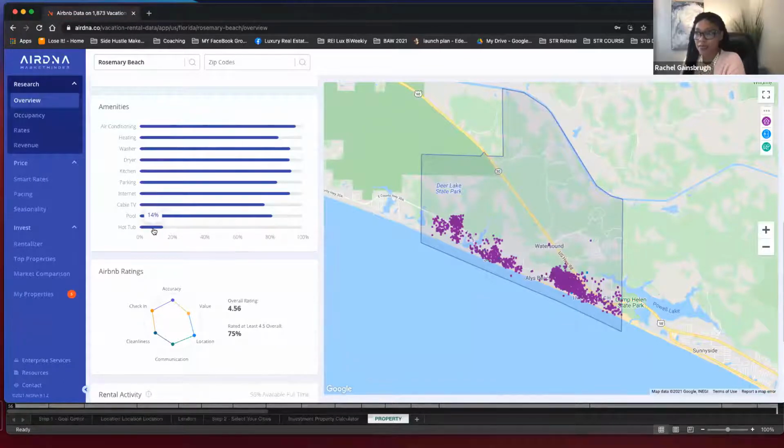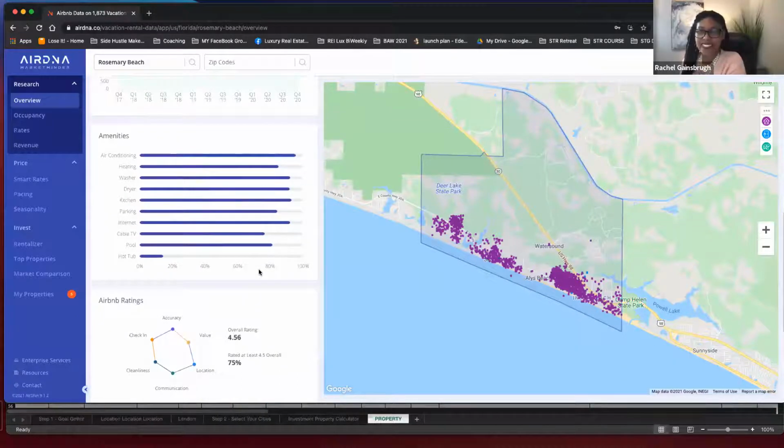And hot tub, again, I have not seen a property personally that has a hot tub on the beach. Typically, this would be a hot tub that is part of a condo, and it just has 14% has hot tubs. Well, there's a hot tub, technically, yes, but it's a part of a condo.